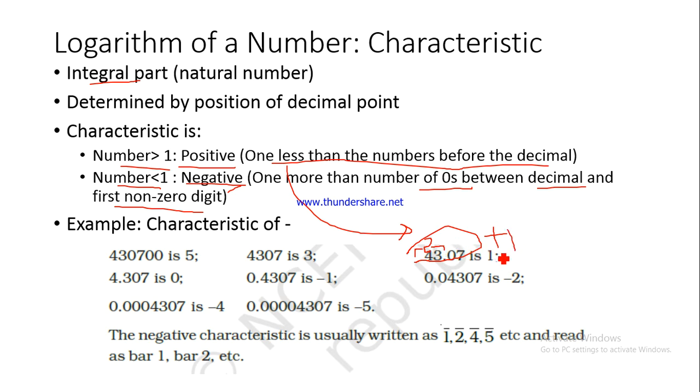The characteristic is plus 1. It has been shown here as 1 because we don't need to specify the plus sign. In case it's a negative sign, then we'll have to mention it. If you don't mention anything, it is assumed to be positive, so that's why it has been given as 1.